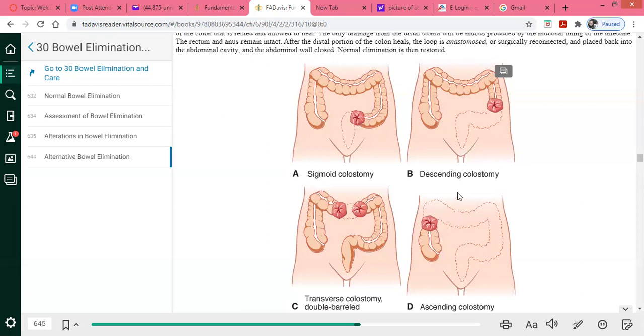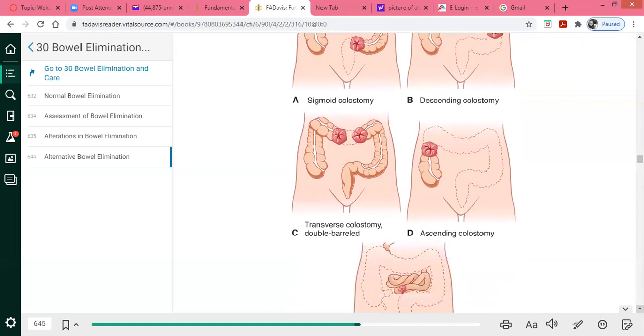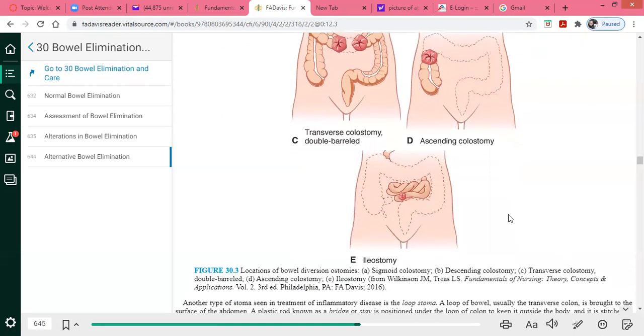So looking at these different pictures, we know the sigmoid colostomy and the descending colostomy will have more so formed stool, where the ascending colostomy will have more so watery stool. And even if a patient had to get an ileostomy, we know that will occur in the small intestines.